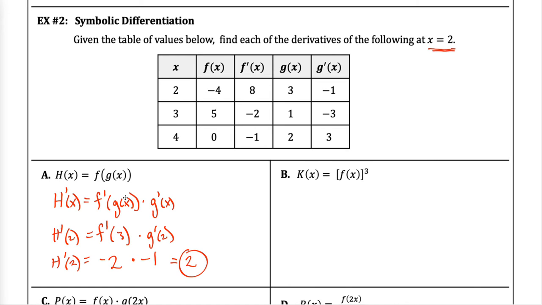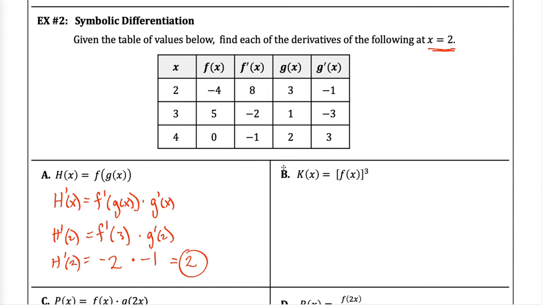So the first thing we had to find was g of x. So g of 2 was 3. And we put that in place of g of x, or g of 2. And then f prime of that answer would be the next thing you find, which was -2. G prime of 2 was the chain rule at the end, which was that -1. That's how a lot of these questions are going to go. This is pretty much today in a nutshell.